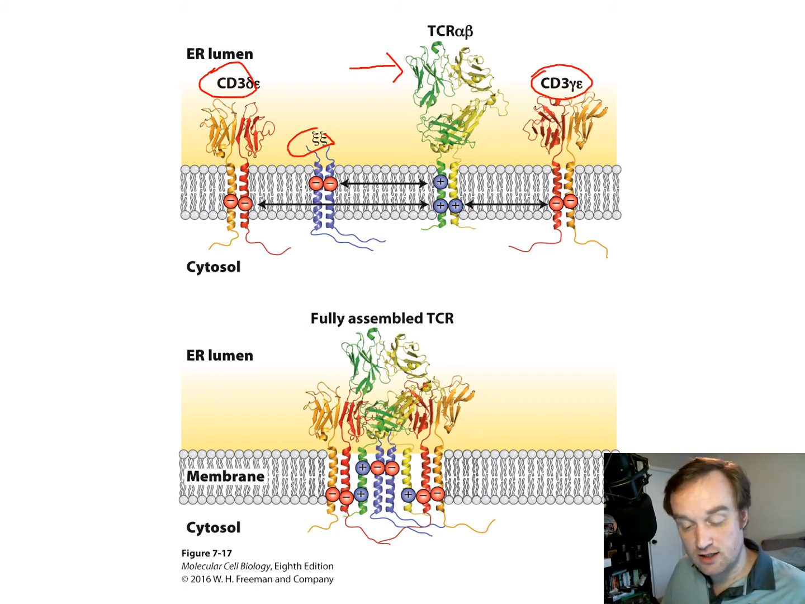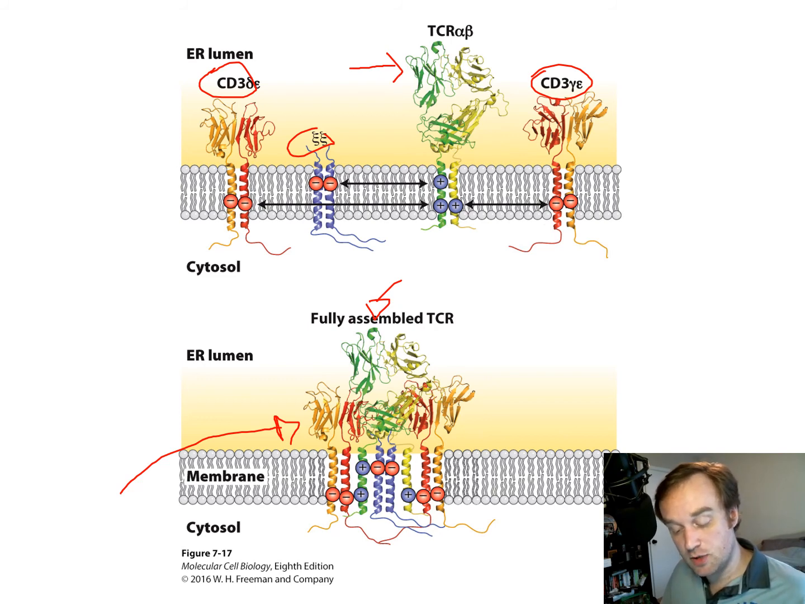And so what you get as a result is this fully assembled TCR, the T cell receptor. And you see you have the alpha beta unit in the top here, but the entire complex that needs to be stabilized is made up of multiple subunits. And as you can see, the pairing of negative and positive charge in this transmembrane area, the hydrophobic area, is what holds this complex together.